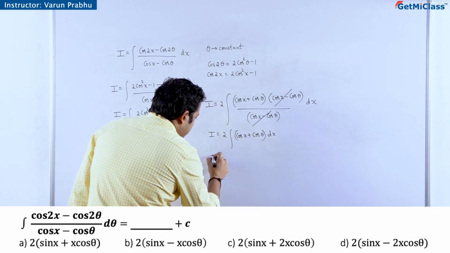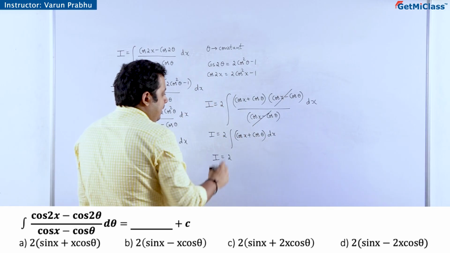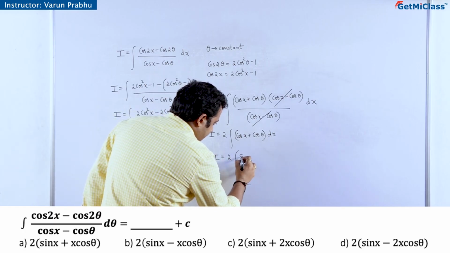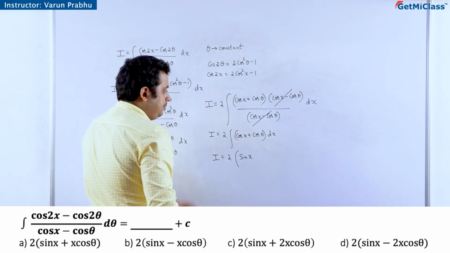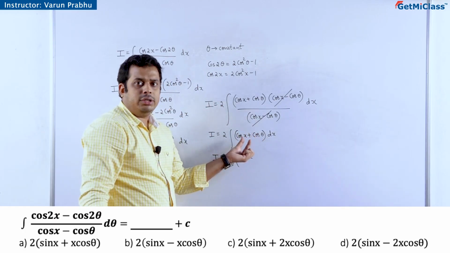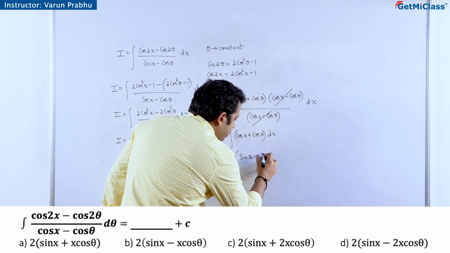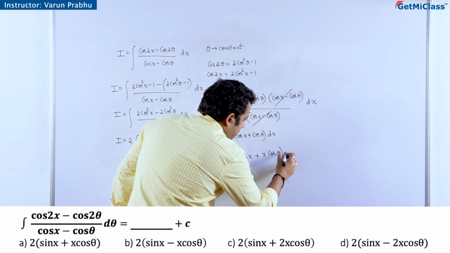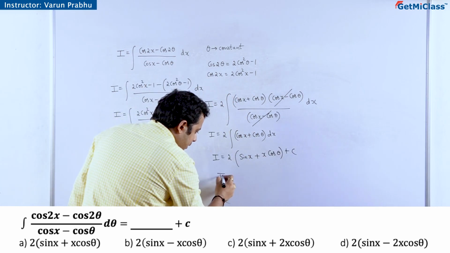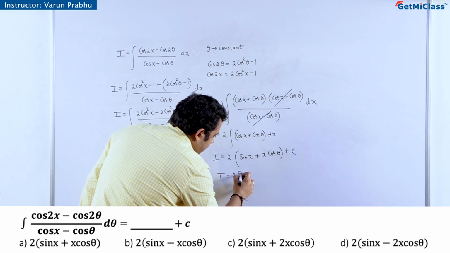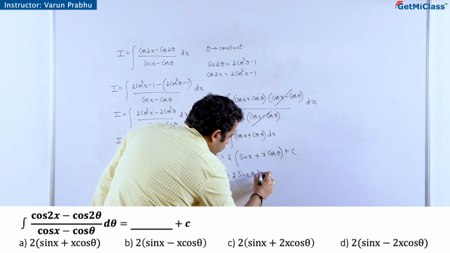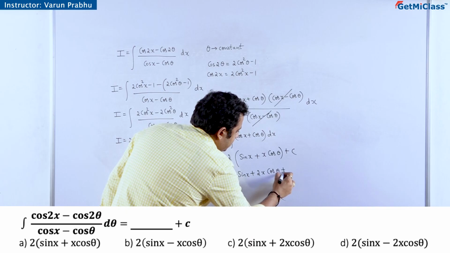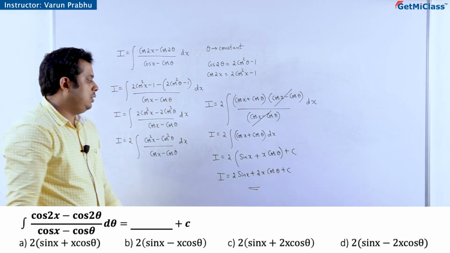So what is the answer that we get? I is equal to 2 times the integral of cos x, which is sin x. Cos theta is a constant, so the integral will be x cos theta, right? Plus c. So what will be the answer here? That is nothing but 2 times sin x plus 2x cos theta plus c, which will be the required answer to the question.